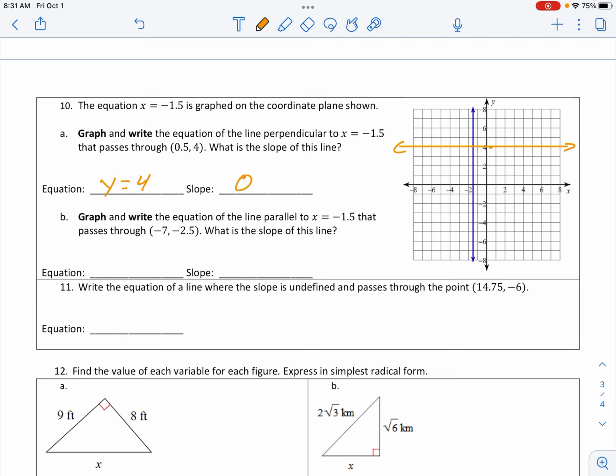The slope of that line, because it's horizontal, is always 0. There is no rise, so the rise is 0. There's run. 0 divided by anything is 0.